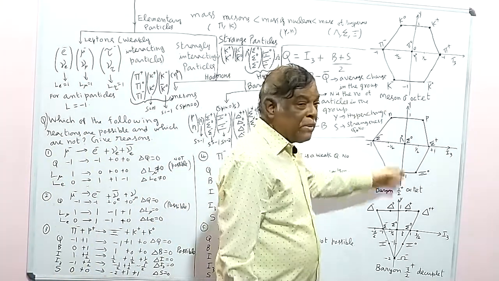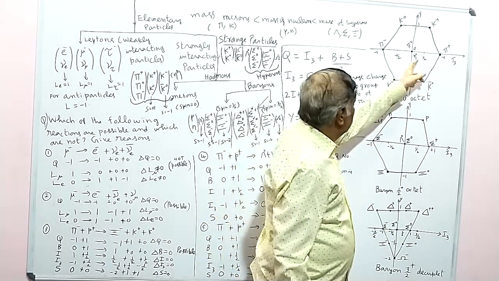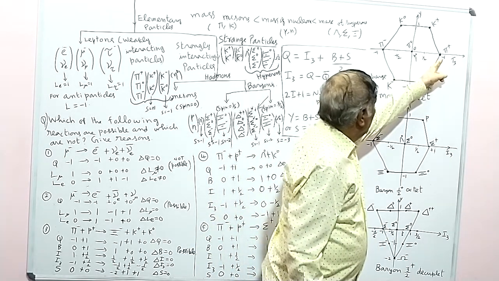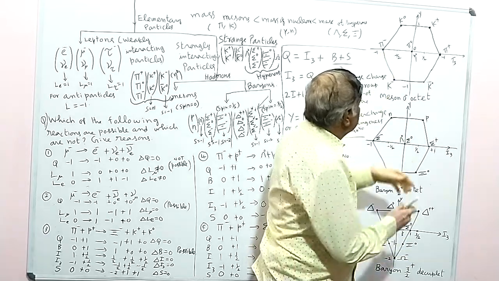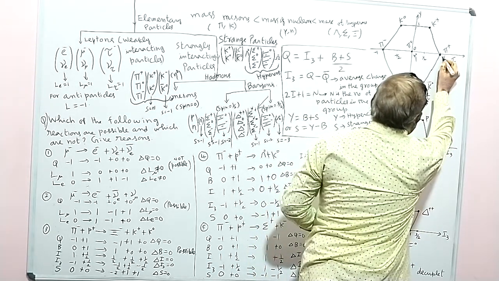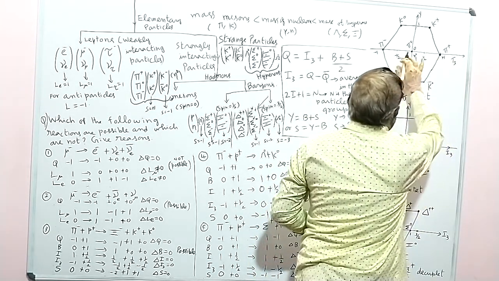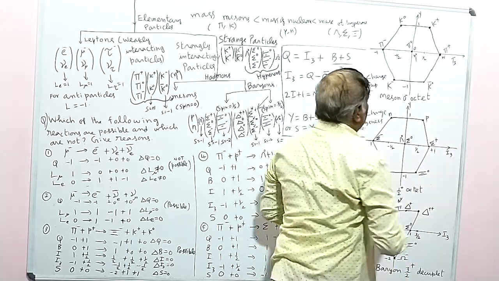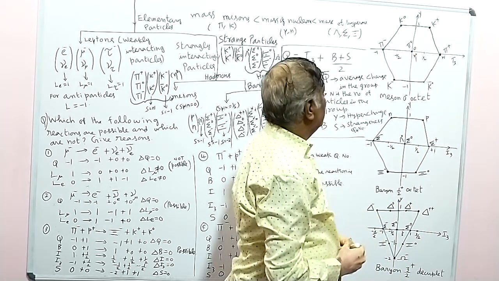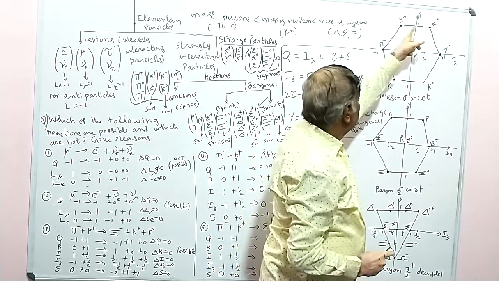The diagram can be easily remembered because this one unit is minus 1, this unit is plus 1, this unit is minus 1, and this is plus half, minus half. So, from this I3 value and hypercharge value you can fix these particles.